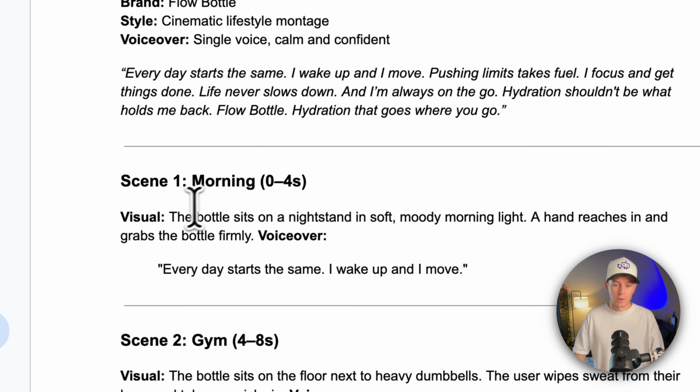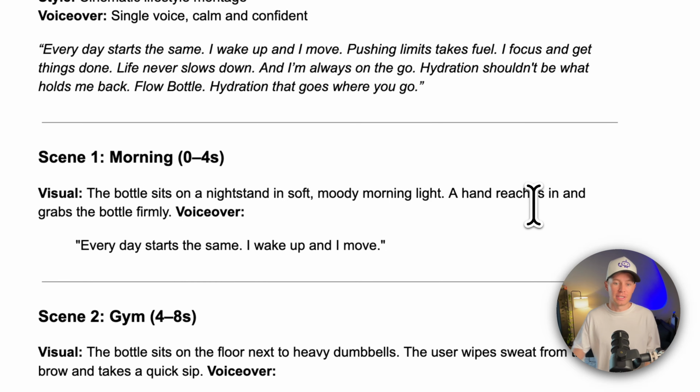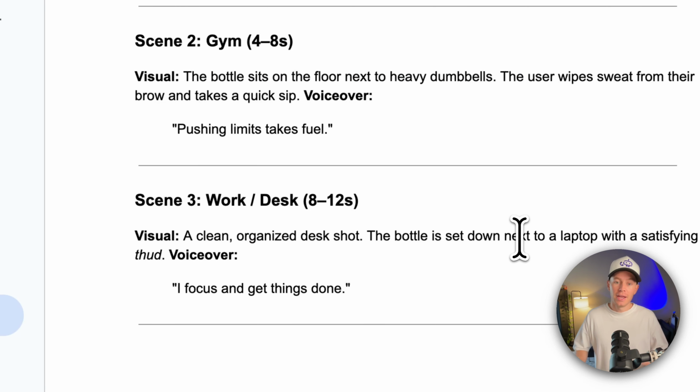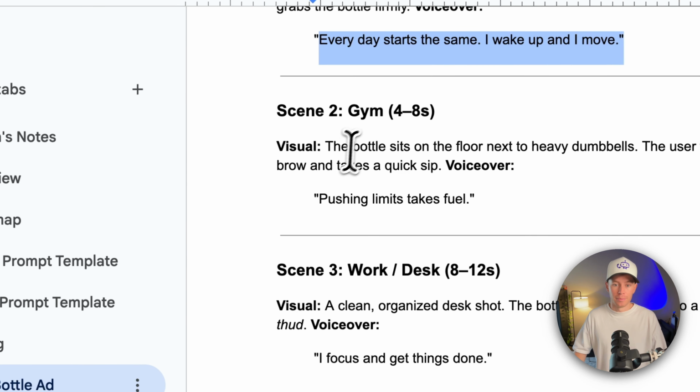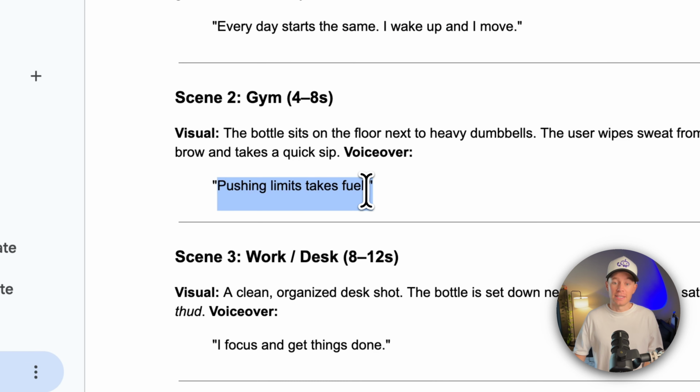So scene 1, it's in the morning. Visual: the bottle sits on a nightstand in soft, moody morning light. A hand reaches in and grabs the bottle firmly. The voiceover is, every day starts the same. I wake up and I move. And then the next scene is at the gym. The bottle sits on the floor next to heavy dumbbells. The user wipes sweat from their brow and takes a quick sip. Voiceover, pushing limits takes fuel.